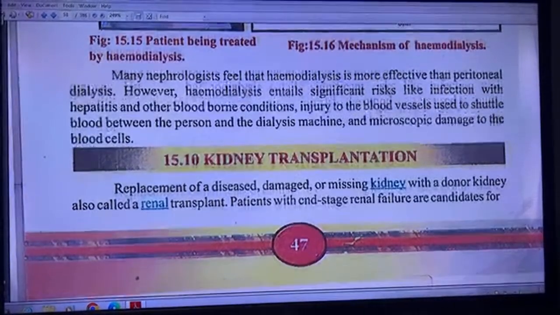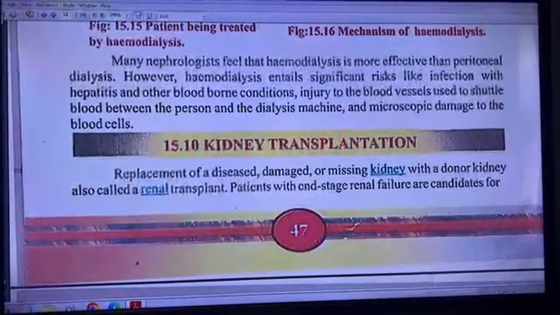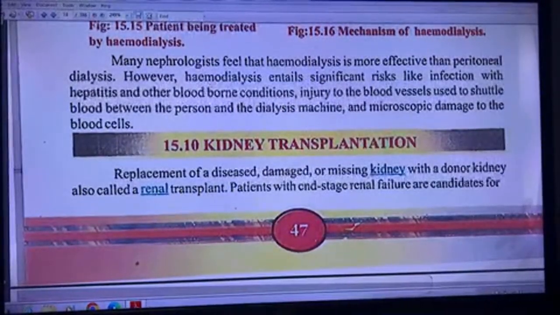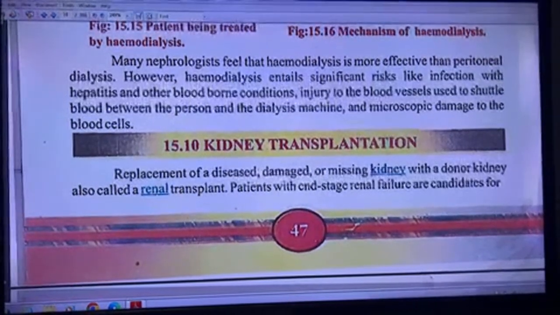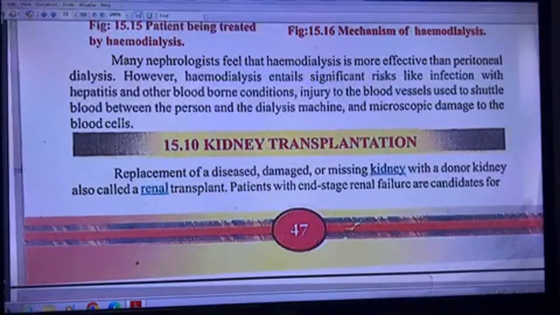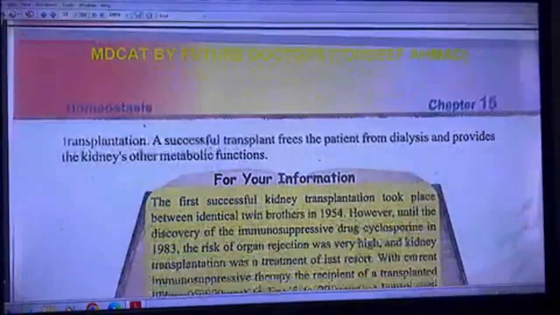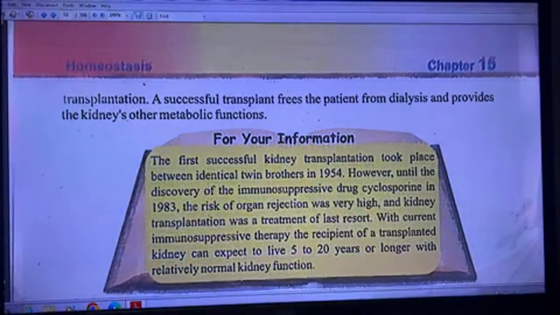Kidney transplantation. Replacement of a diseased, damaged or missing kidney with a donor kidney, also called renal transplant. Patients with end-stage renal failure are candidates for transplantation. A successful transplant frees the patient from dialysis and provides the kidney's other metabolic functions.